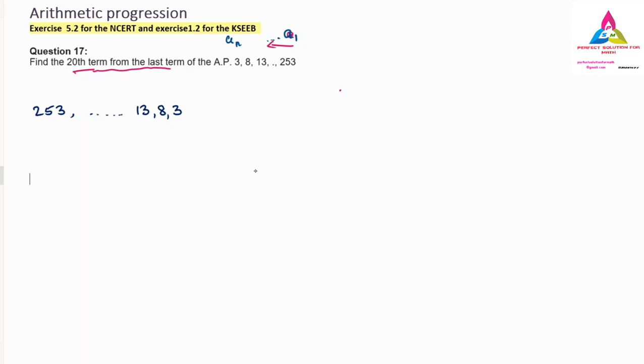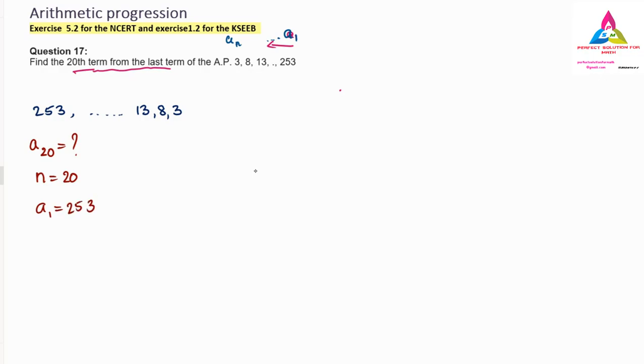Coming to the question, here they have told you to find the 20th term from the last term. So we have to find a20, which means they have given the n value. The n value is nothing but 20. And we know the first value, that is a1, which is 253.